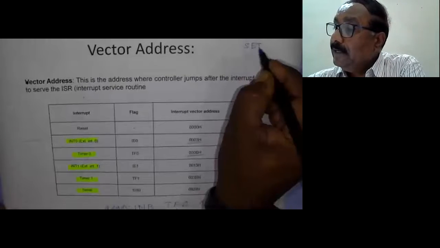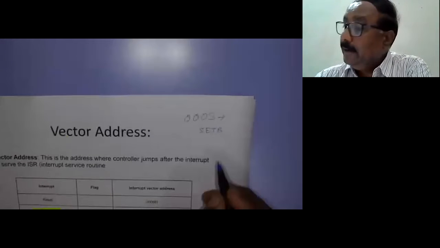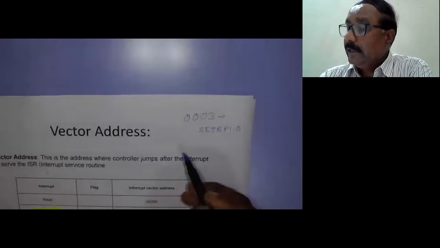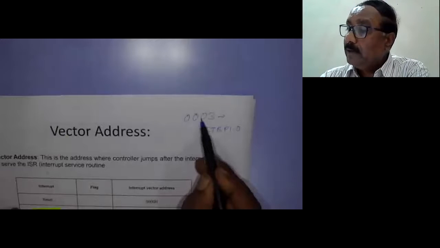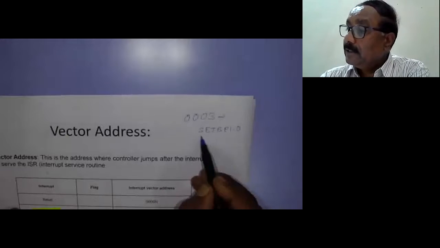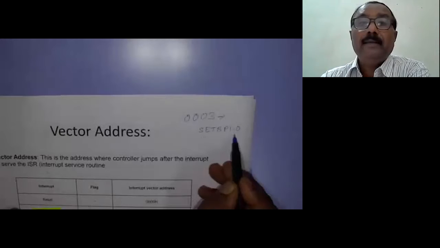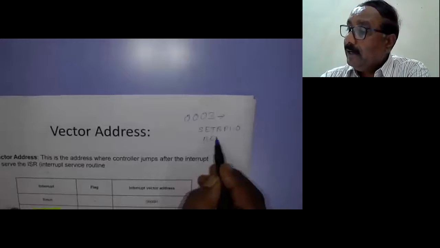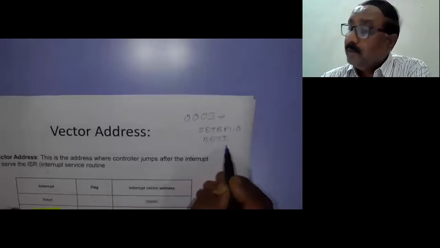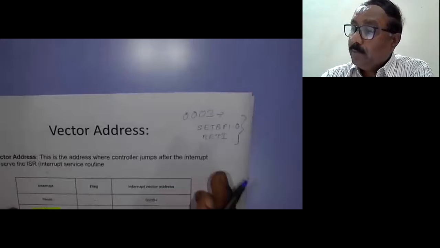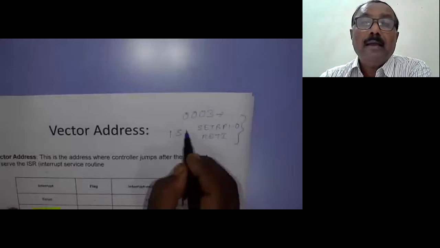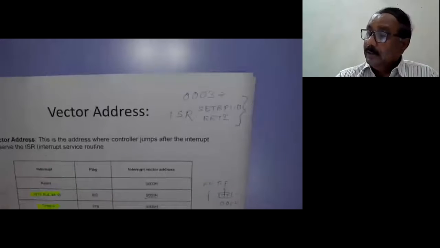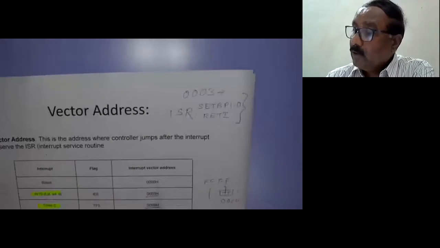Suppose you write SETB P1.0. That means when an external interrupt occurs, the microcontroller will jump to 003, where the first instruction is SETB P1.0. That means you make pin P1.0 high, and the last instruction is RETI, return from interrupt. This is a very small program, and it is known as the ISR, interrupt service routine. So for every interrupt, there are vector addresses or vector locations.